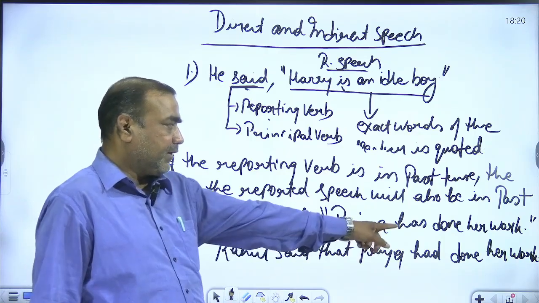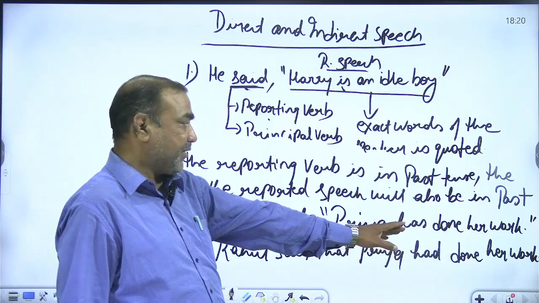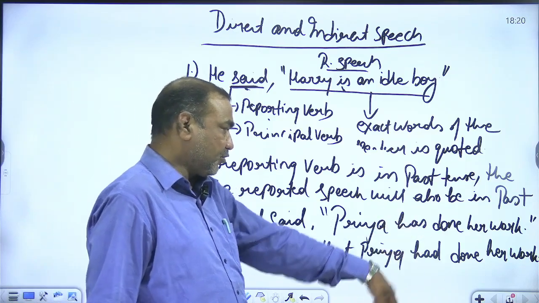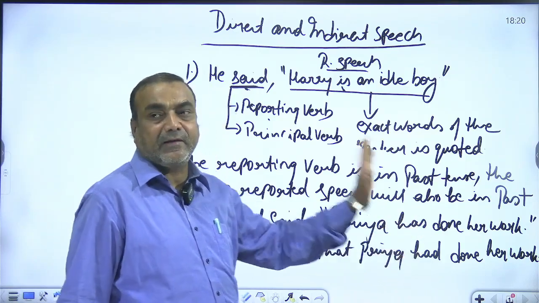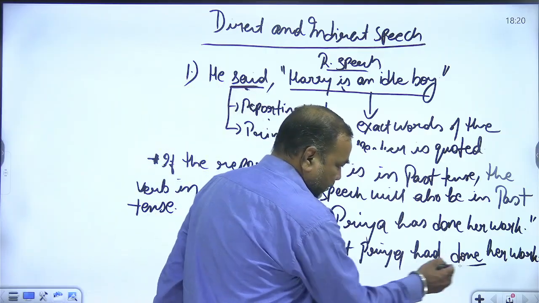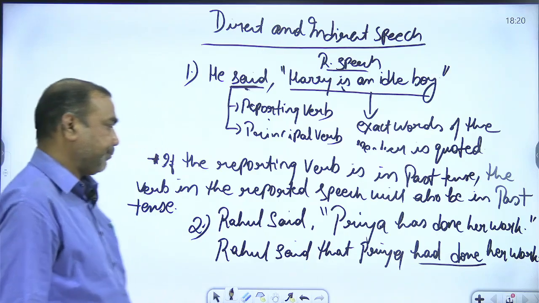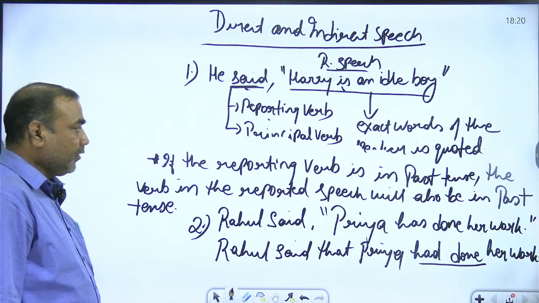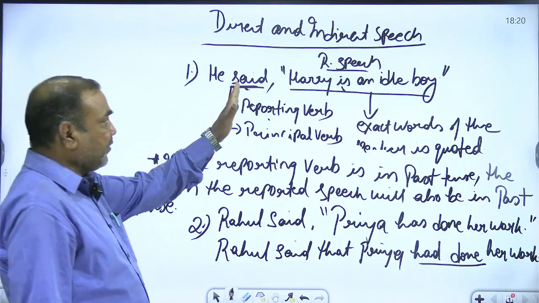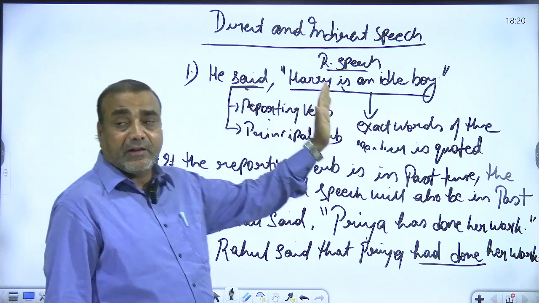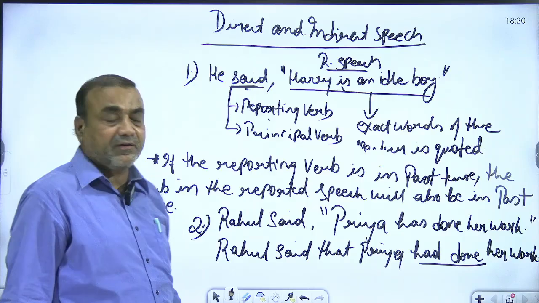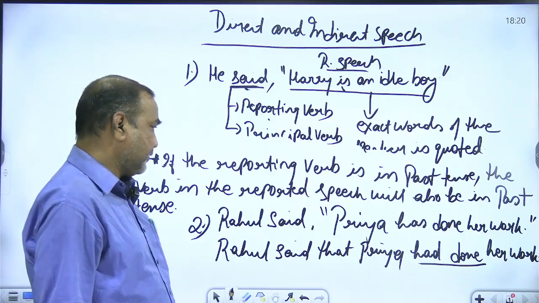The verb in the reported speech has, which is present perfect, changes to past perfect. Had done her work. So, if the reporting verb is in past tense, the verb in the reported speech will also change to past tense.